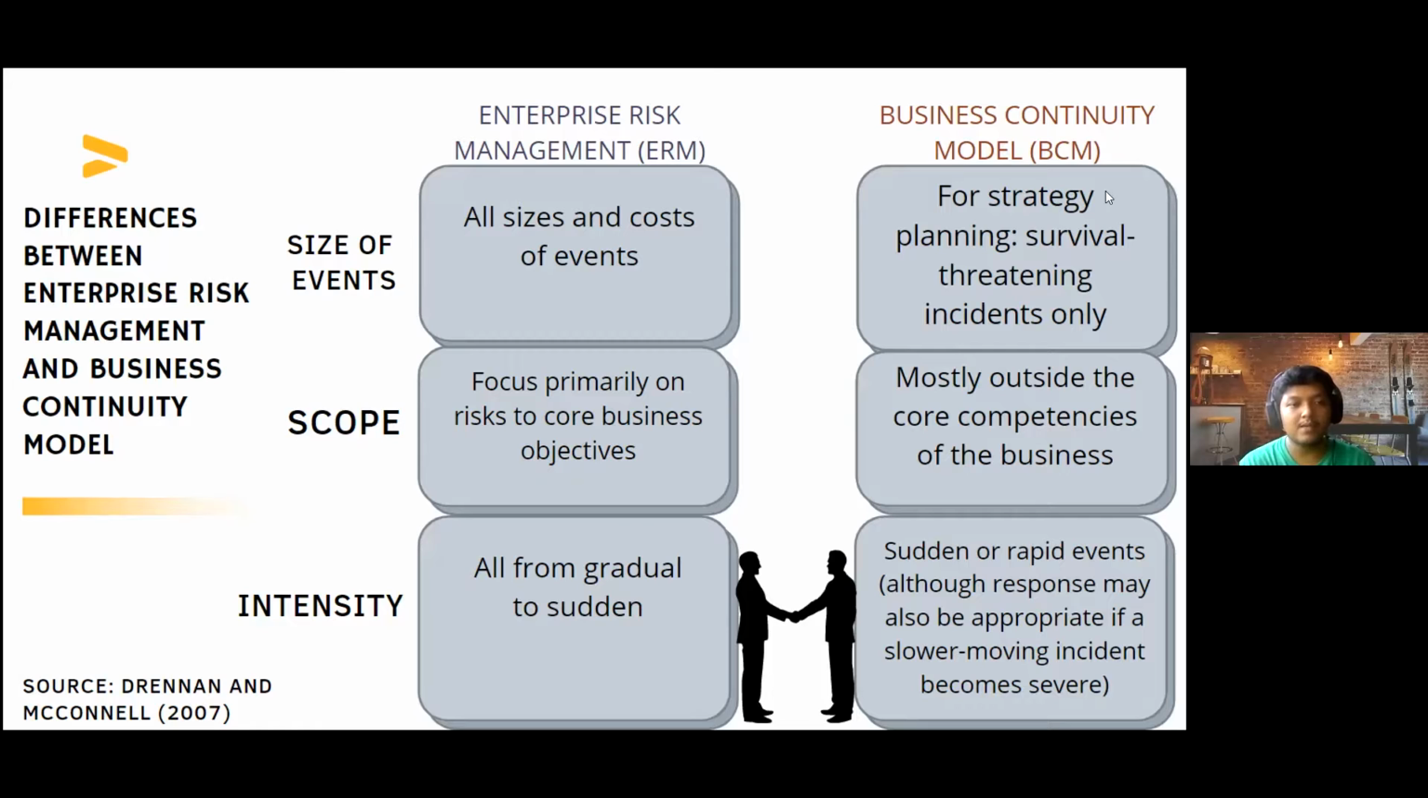And lastly, we're talking about the intensity of enterprise risk management. Enterprise risk management goes from gradual to sudden, so it covers all types of intensity, while the business continuity model covers sudden or rapid events only, because the response may be appropriate if a slow moving incident becomes severe. It happens a lot of the time. It will have more intensity, and it will be covered by enterprise risk management. Yeah, I guess that's all for the differences between enterprise risk management and the business continuity model. It is adapted from the source Brennan and McConnell.